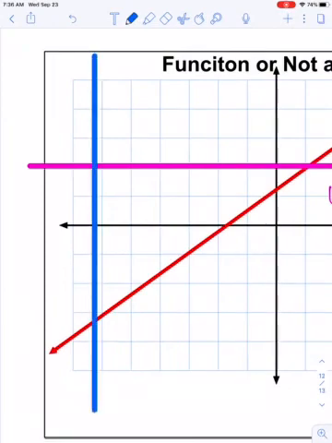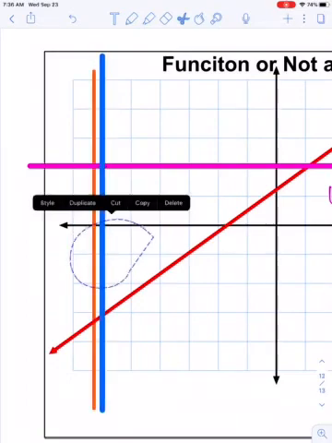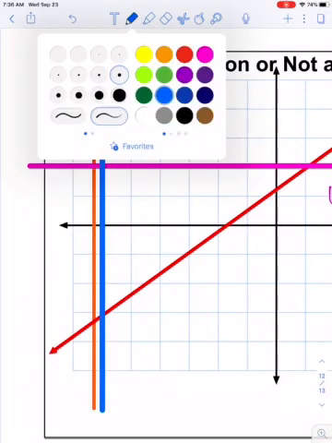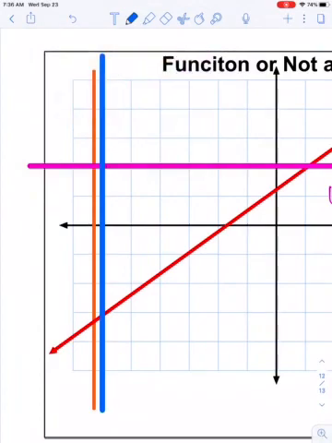Okay, let's just change the color of this one. Okay, so let's say that this vertical line is over here. That equation of the blue line would be x equals, because it's a vertical line, 1, 2, 3, 4, 5, -6. Because every single x value is at -6.